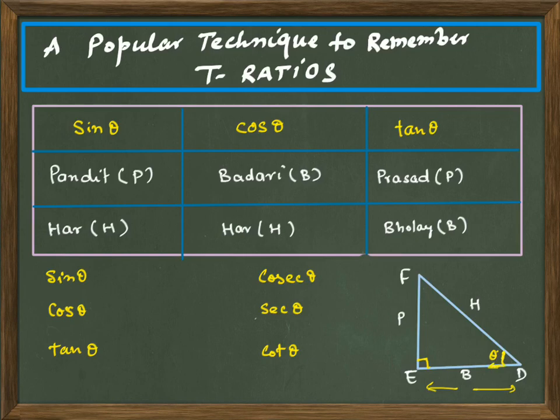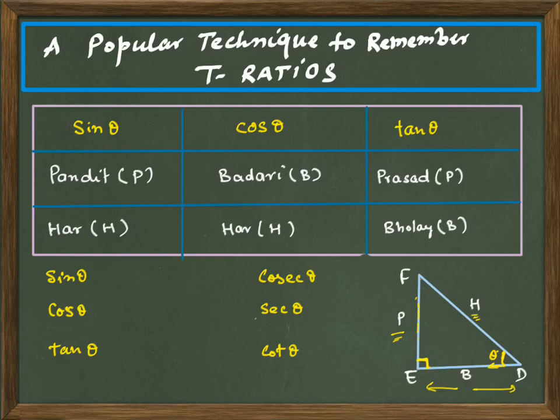Opposite to the theta, what is the side? EF is the side opposite to theta, so it becomes the perpendicular that I mentioned with P. Opposite to the 90 degree is the hypotenuse, so I have represented it with H. Now we know that trigonometric ratios deal with the right angle triangle. Here angle E is 90 degree, so we are going to talk about the trigonometric ratio with respect to the angle D, which is nothing but theta.